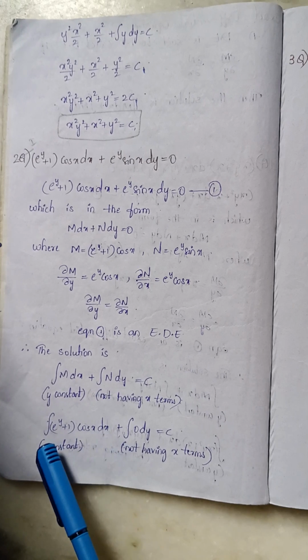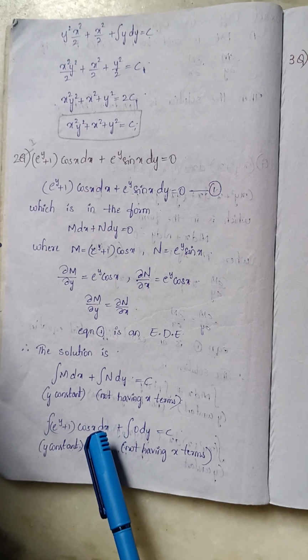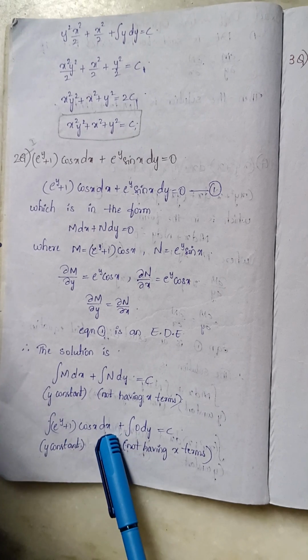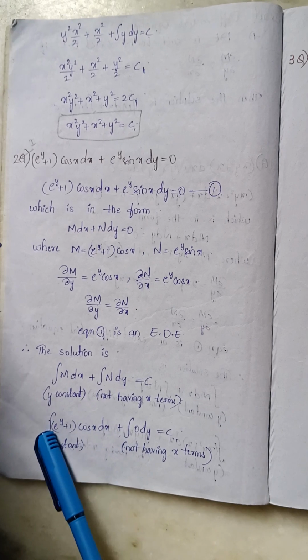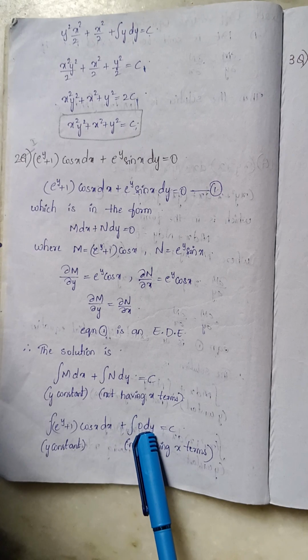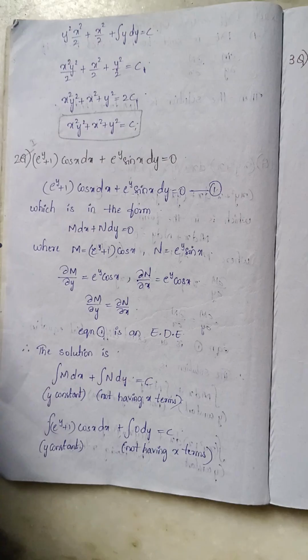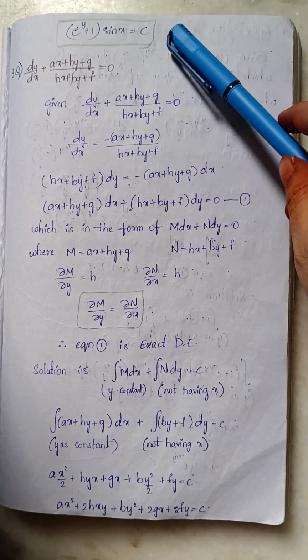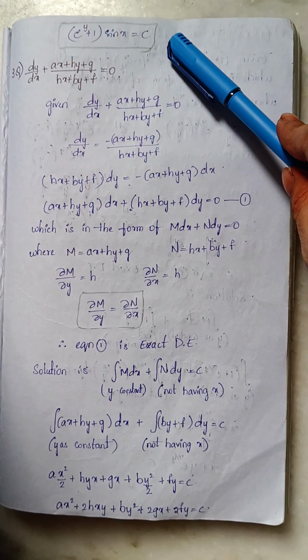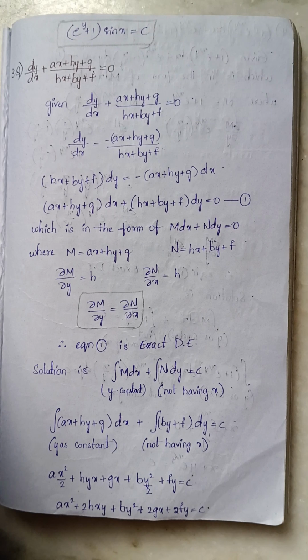into function means take the constant as it is, and the integration of cos x dx is nothing but sin x. So e power y plus 1, sin x, plus here 0 constant, the integration of 0 is 0 of course, equals c. So here is the solution of the given exact differential equation, and tomorrow I'll continue with the same method problems. Thanks for watching.